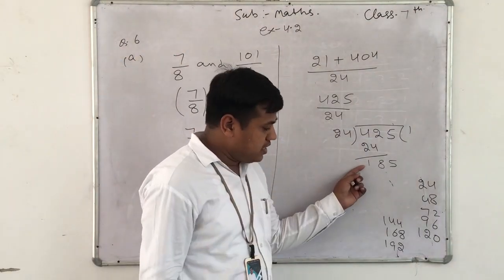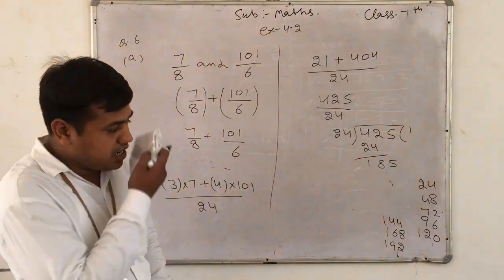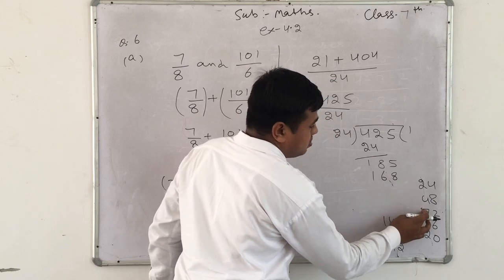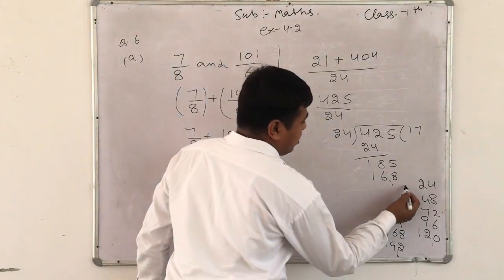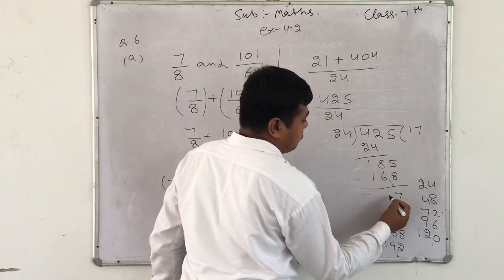But the number is 425. The smaller number than 425 is 408. So we will write 408, and the place of 1 2 3 4 5 6 7. So here write 7 in the quotient. After subtracting we will get 15 minus 8 is 7, 7 minus 6 is 1.